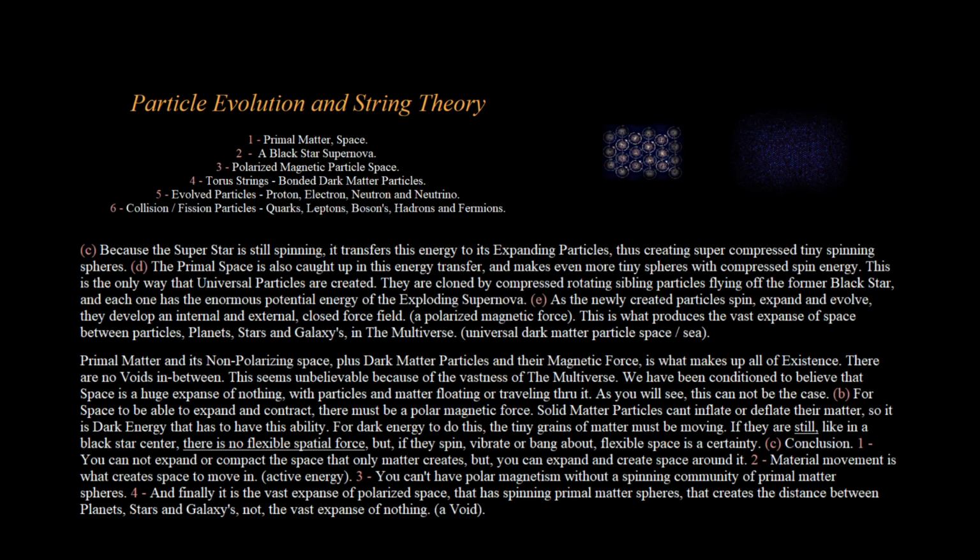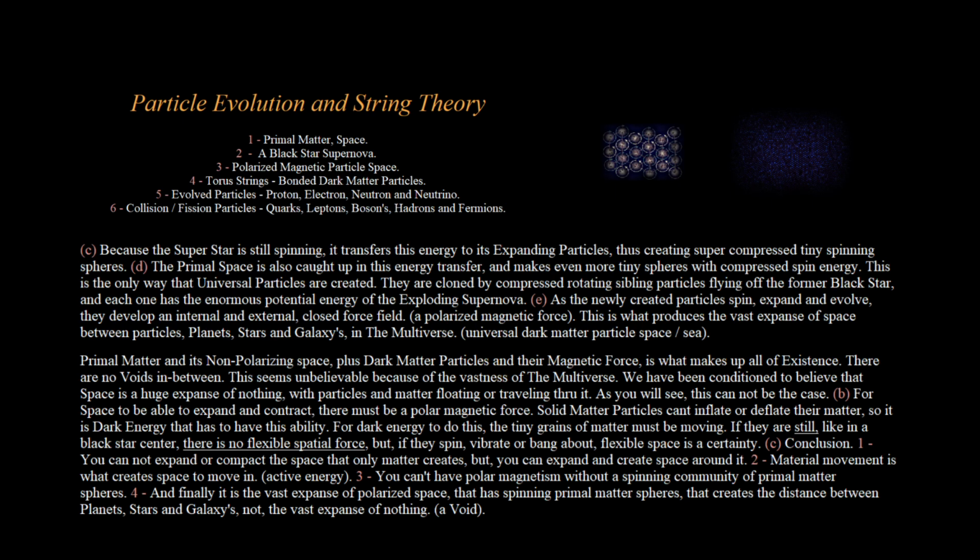As the newly created particles spin, expand, and evolve, they develop an internal and external closed force field: a polarized magnetic force. This is what produces the vast expanse of space between particles, planets, stars, and galaxies in the multiverse. Universal dark matter particle space, C. Primal matter and its non-polarizing space, plus dark matter particles and their magnetic force, is what makes up all of existence. There are no voids in between. This seems unbelievable because of the vastness of the multiverse.